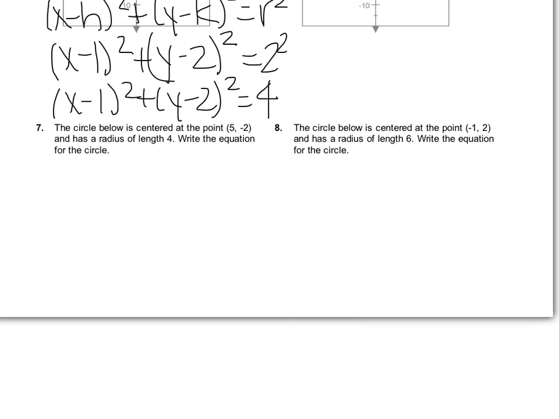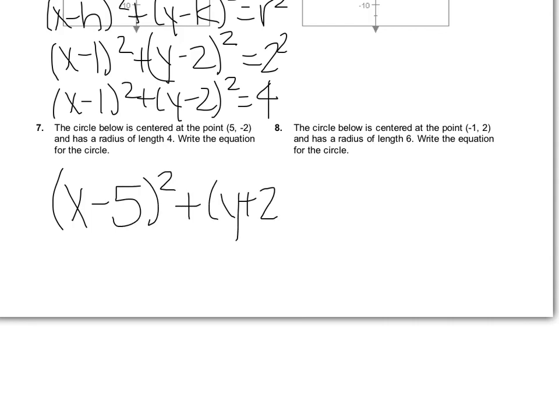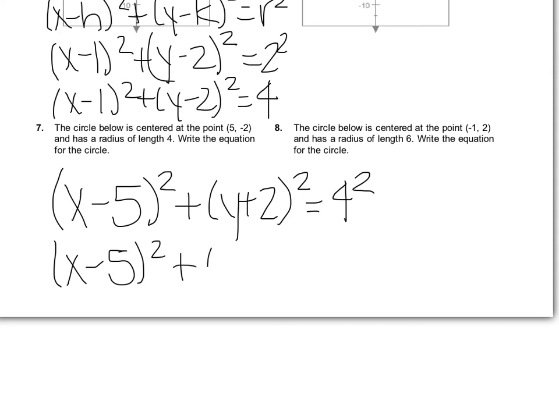Number 7, the circle below is centered at the point 5, negative 2 and has a radius of 4. Write the equation. So my center is 5, negative 2, so it's going to be x minus 5 squared plus y plus 2 squared equals 4 squared, which I could also write as x minus 5 squared plus y plus 2 squared equals 16.